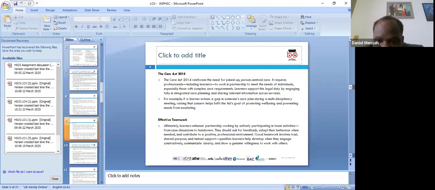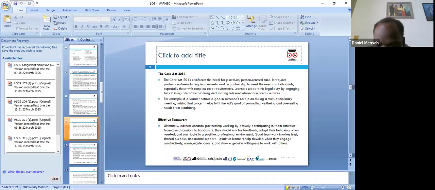For example, if a learner notices a gap in someone's care plan during a multidisciplinary meeting, raising that concern helps fulfill the Act's goal of promoting well-being and preventing needs from escalating. Very, very important.